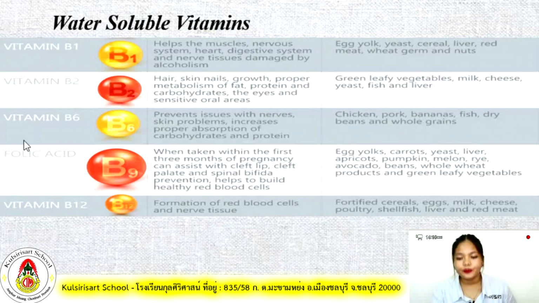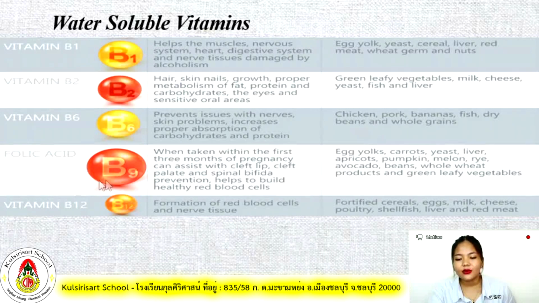Okay, very good. Now the third type of water-soluble vitamin is vitamin B6. Okay, so vitamin B6 prevents issues with nerves and skin problems, increases proper absorption of carbohydrates and proteins, and it can be found in foods like chicken, pork, bananas, fish, dry beans, and whole grain.